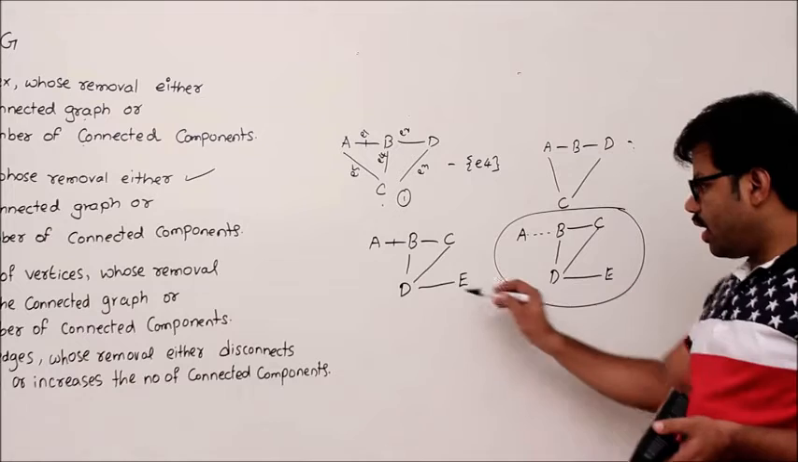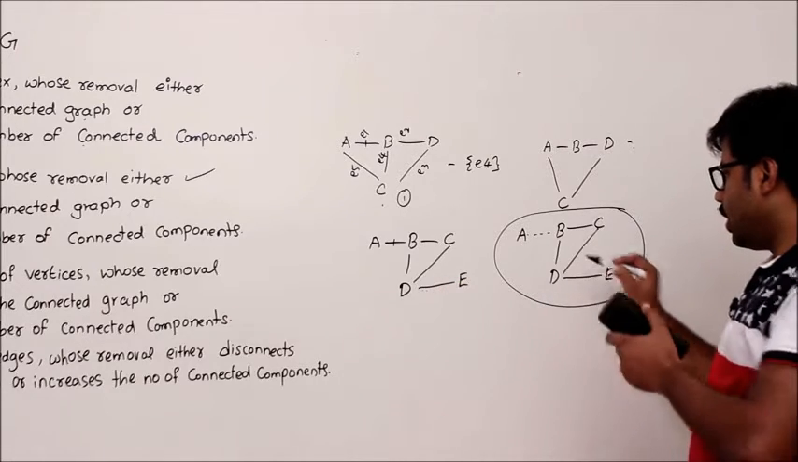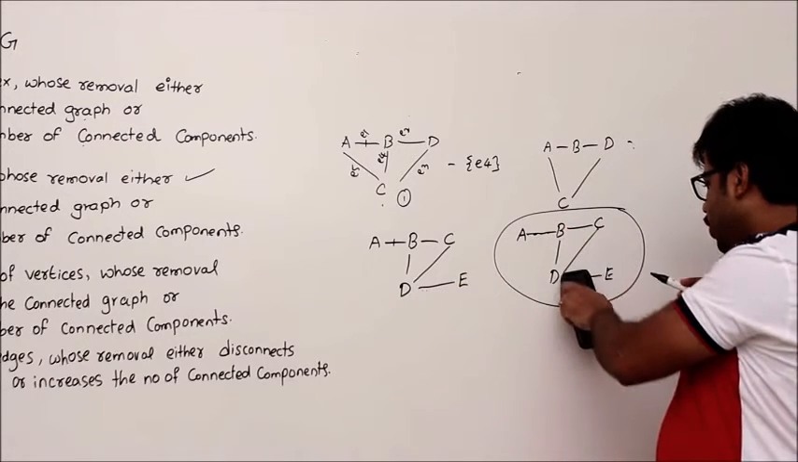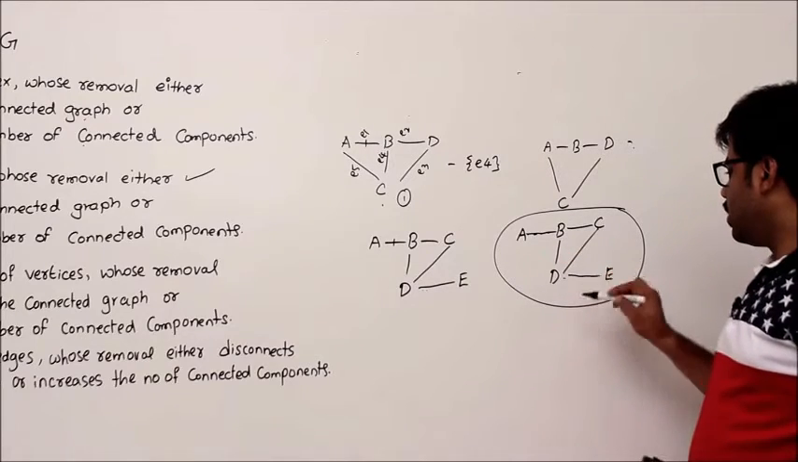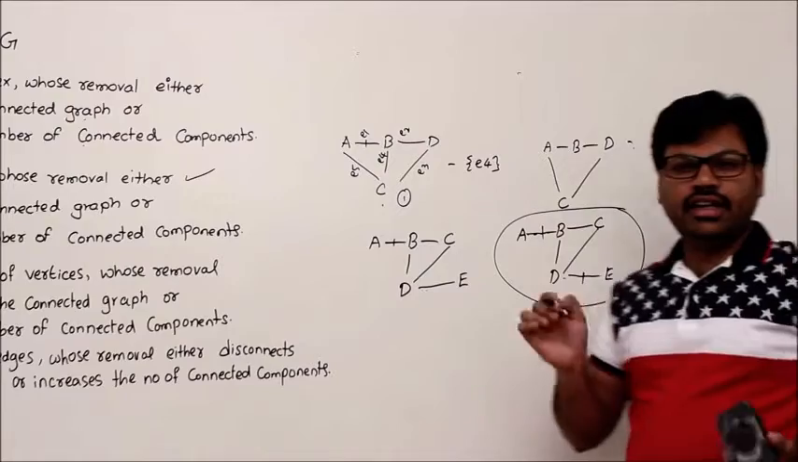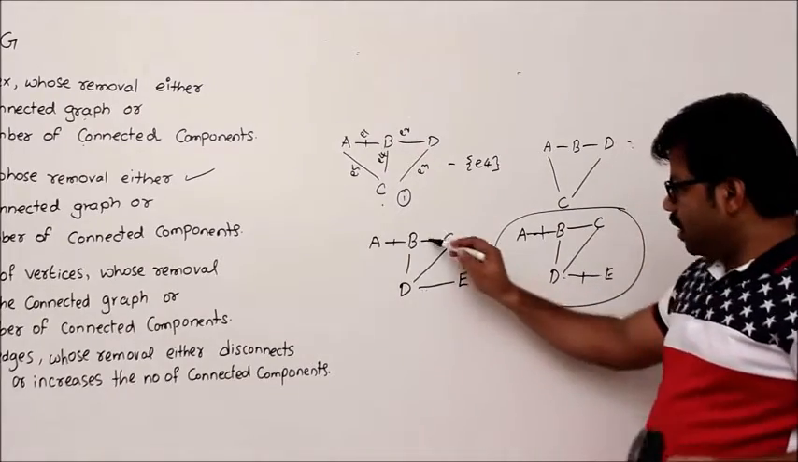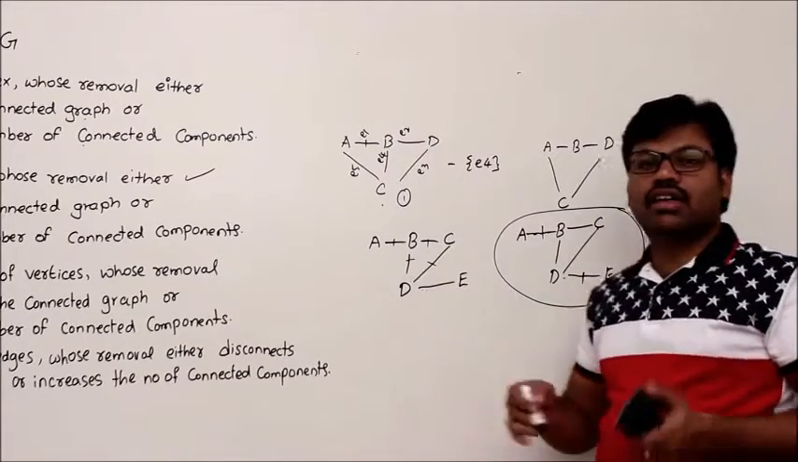Understand? Similarly, you can realize that D to E is also a cut edge. Okay, let me draw AB here. If you remove DE, still the graph will be disconnected. That's why DE is also a cut edge. There are two cut edges, right? So why are BC, CD, BD not cut edges?